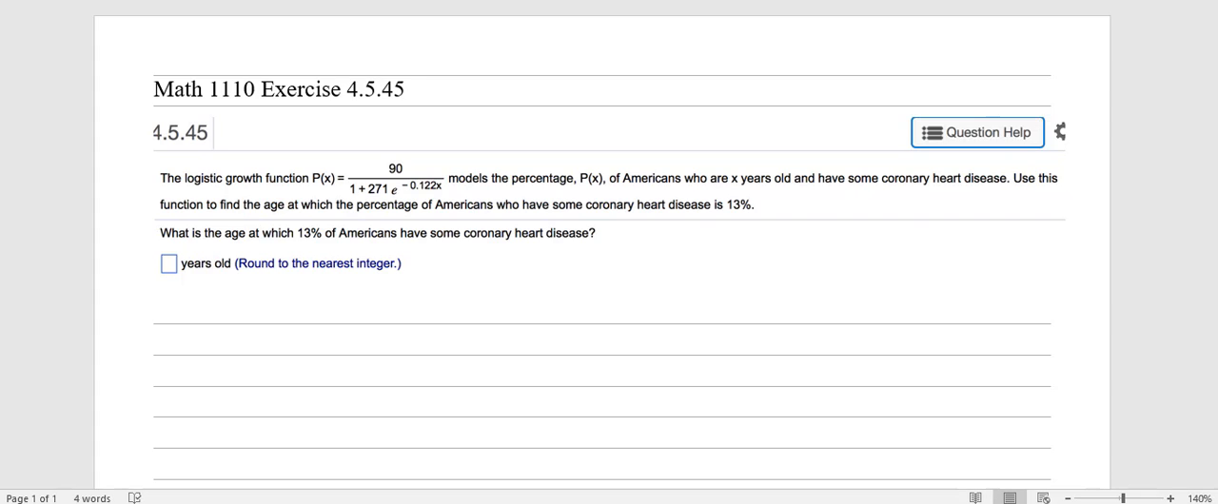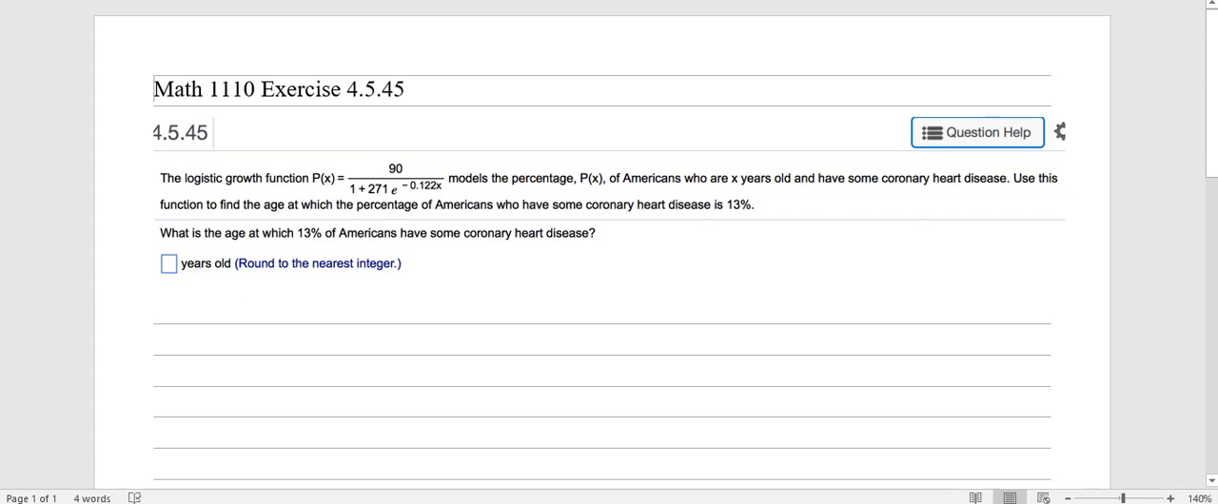Let's take a look at exercise 45 from section 4.5. We have a logistic growth function P of x that models the percentage. So P is the percentage of Americans who are x years old and have some coronary heart disease. Use this function to find the age at which the percentage of Americans who have some coronary heart disease is 13%. So we basically are given a P.